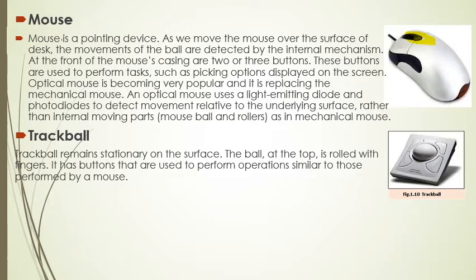We were discussing the trackball. While you put your mouse upside down, I mean a mechanical mouse, it will become a trackball for you. The ball at the top is rolled with a finger. So you move the ball with a finger, and buttons are also there to perform operations similar to those performed by a mouse.